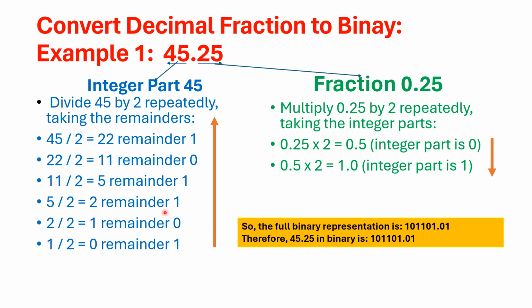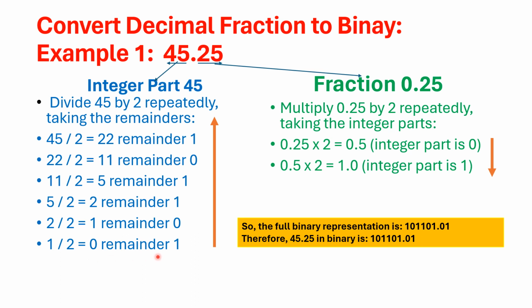We perform the division operation of 2 divided by 2. The resultant is 1, remainder is 0. And then lastly, we perform 1 divided by 2. Sorry, output is 0 and remainder is 1. When the output is 0, this means that the division has been completed.